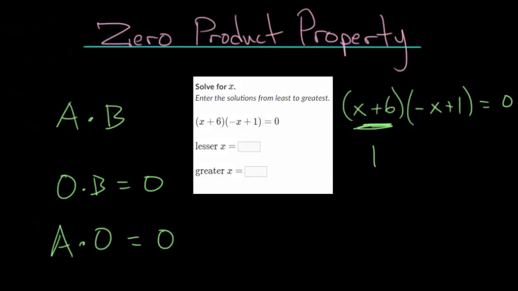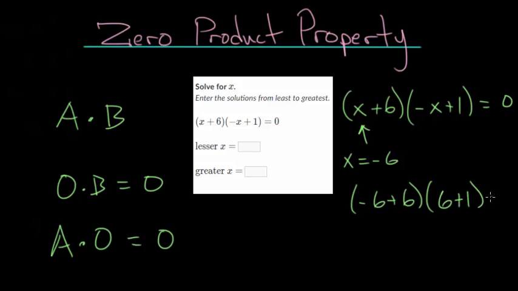So we need to figure out which x value makes this expression 0. And in this case, you can probably guess that x is negative 6, because if you plug in negative 6 here, you get minus 6 plus 6, and then over here you get the opposite of minus 6, so that's positive 6, plus 1. And notice that this would reduce to 0. So you get 0 times 7, and 0 times anything is 0. So it doesn't matter what we plug in over here or what this simplifies to. As long as one of them is equal to 0, then the entire equation is equal to 0.